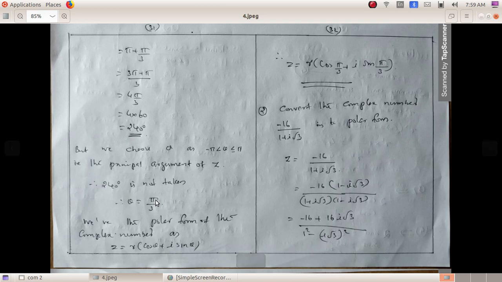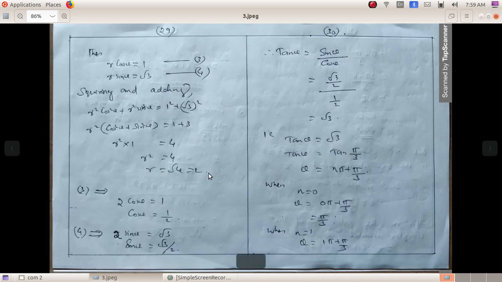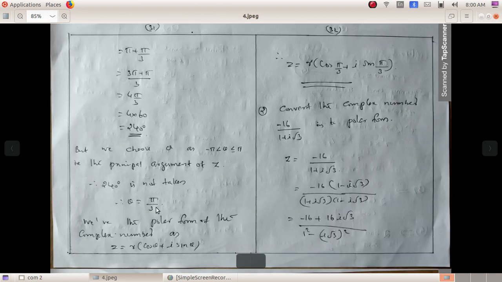At first we got r equal to 2 and theta equal to pi by 3. So what is the general form, or polar form, of a complex number? Z equals r cos theta plus i r sin theta, or taking r outside, r into cos theta plus i sin theta. What is r? Here it is 2. So Z equals 2 into cos pi by 3 plus i sin pi by 3. This is the polar form of the given complex number.